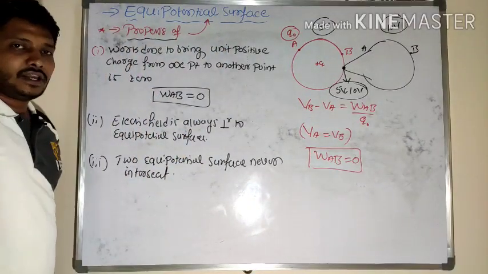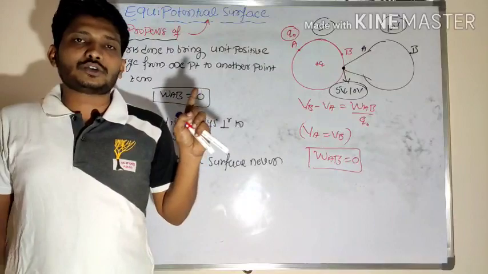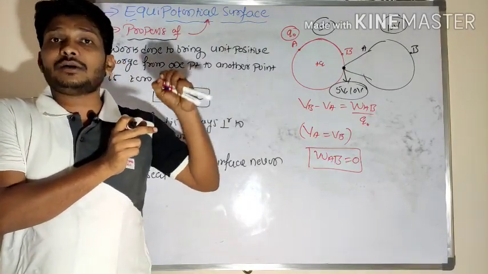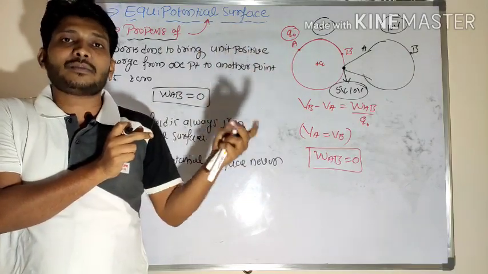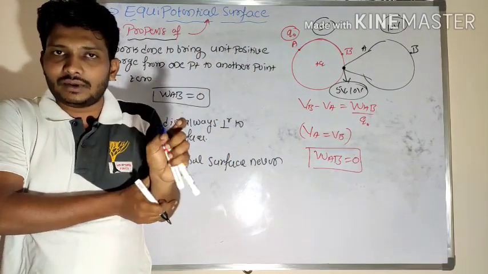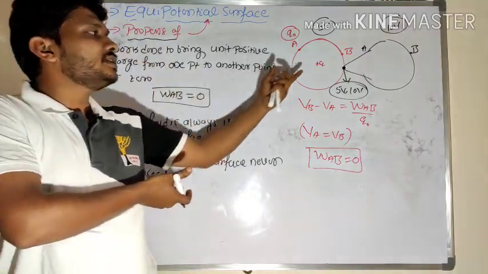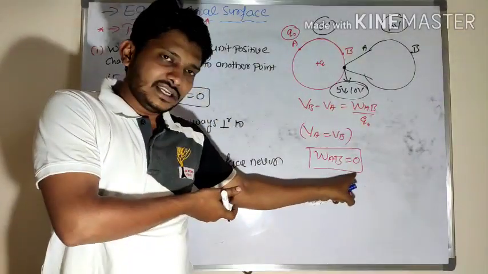In case of an equipotential surface, what is the first property? Work done is zero in order to bring a unit positive charge from one point to another point on an equipotential surface. Why? Because there is no potential difference. If there is no potential difference, there is no work done. So work done is zero.